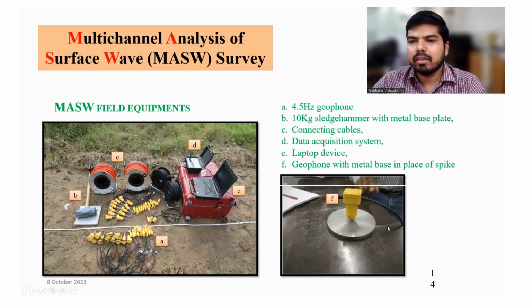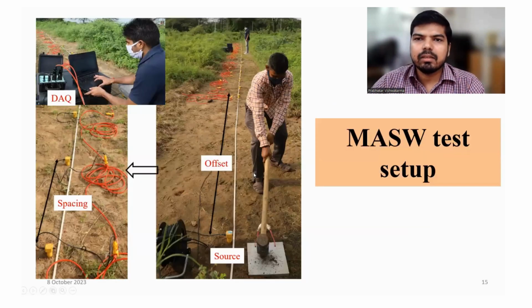We can also use another setup when there is a very hard surface, for example when you apply this technique on a pavement. Now this is how these setups are placed on the ground. This is your source, and at an offset distance the geophones are placed in a linear array. Once the setup is ready, connected with the data cables, we apply the load at the source and record the wave field using these devices.